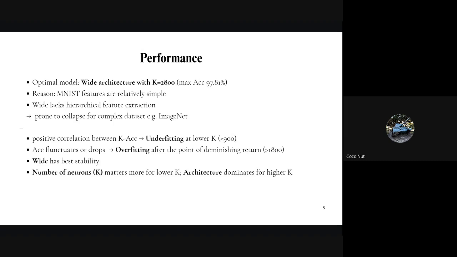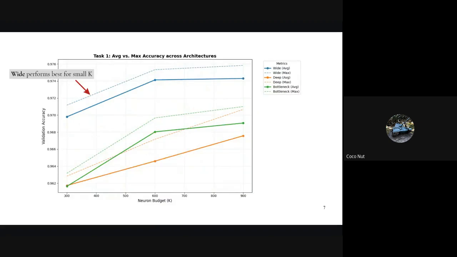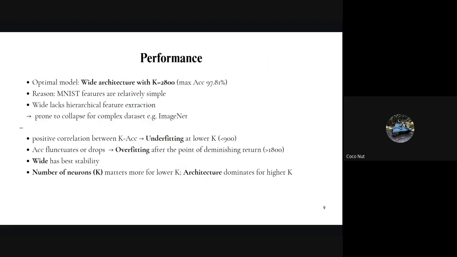And in the end, in conclusion, for lower budgets like K under 1000, the number of neurons is critical for overcoming underfitting. Here we can observe the result. However, at higher scales, the choice of architecture becomes the most deciding factor for peak performance and stability. For simple image tasks, the wide architecture remains the most efficient and stable one.